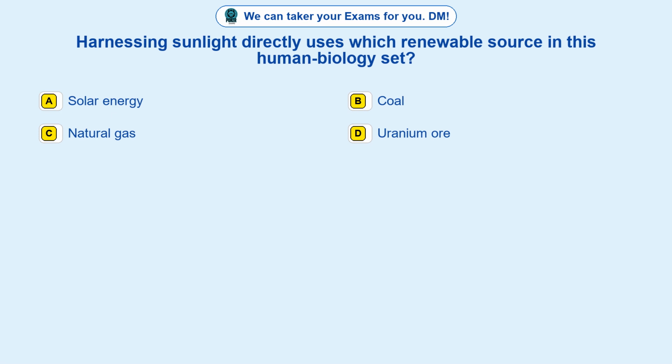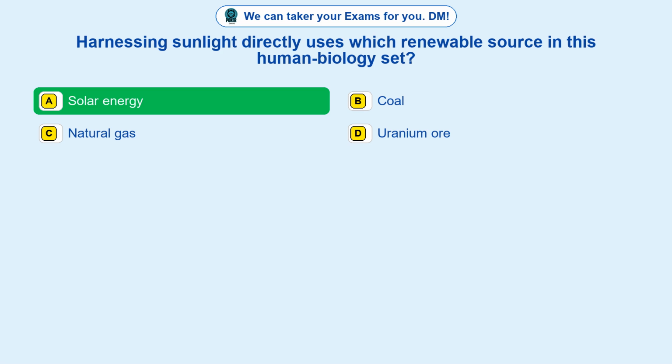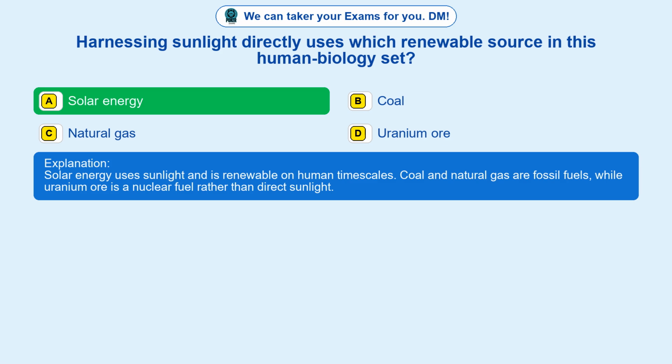Question 98. Harnessing sunlight directly uses which renewable source in this human biology set? Option A, solar energy. Option B, coal. Option C, natural gas. Option D, uranium ore. The correct answer is option A. Solar energy. Solar energy uses sunlight and is renewable on human time scales. Coal and natural gas are fossil fuels, while uranium ore is a nuclear fuel rather than direct sunlight.